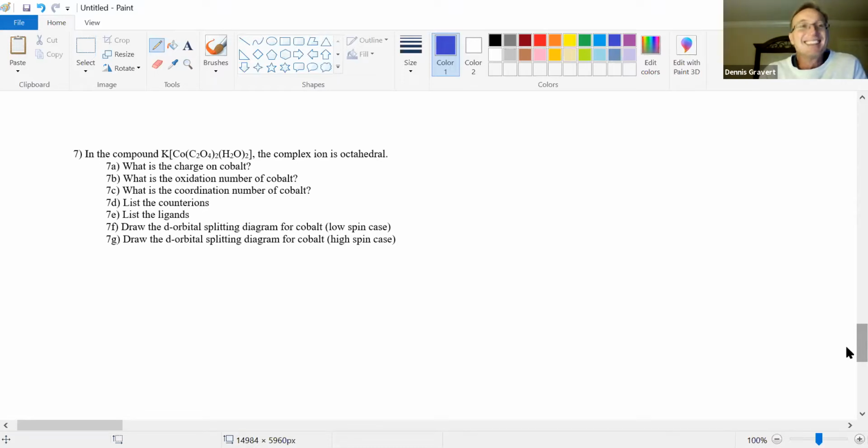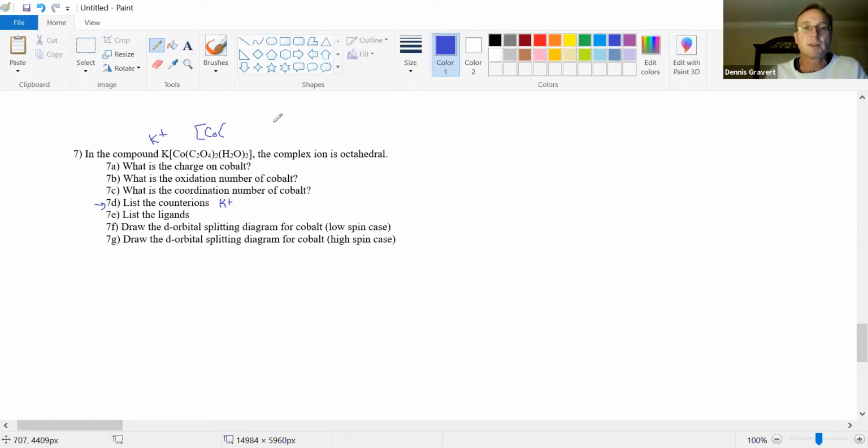In the compound, the complex ion is octahedral. 7A, what's the charge on cobalt, the Co? Actually, what I'm going to do is jump down here to answer 7D first. What's the counterion? The counterions are things not inside the brackets. It means that whatever's outside the bracket is ionic. It's being held by an ionic bond. So this K must be a plus. That's a counterion.